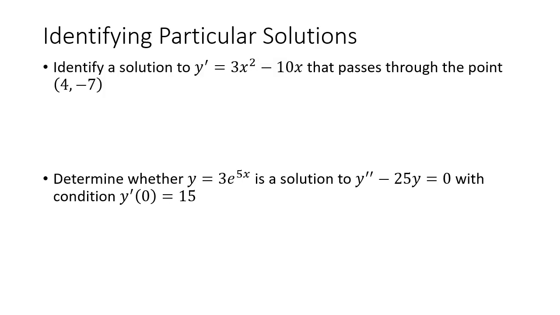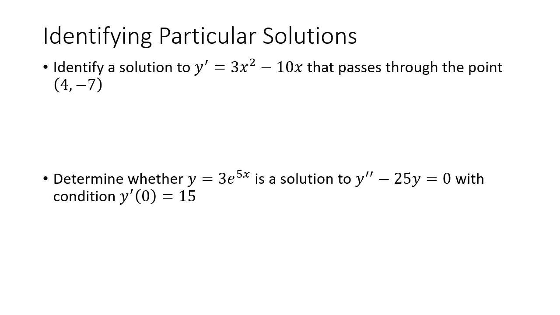Now, let's practice actually finding general and particular solutions, as well as checking whether a function is a particular solution. We will start out with finding a solution, specifically a particular solution, to the differential equation y prime is equal to 3x squared minus 10x that passes through the point 4 comma negative 7.